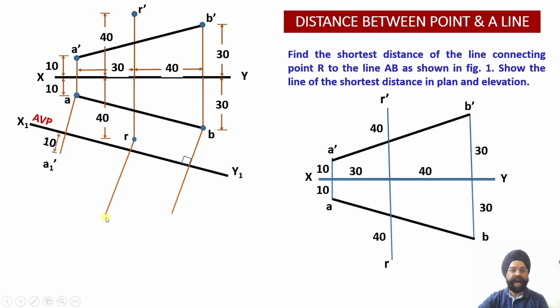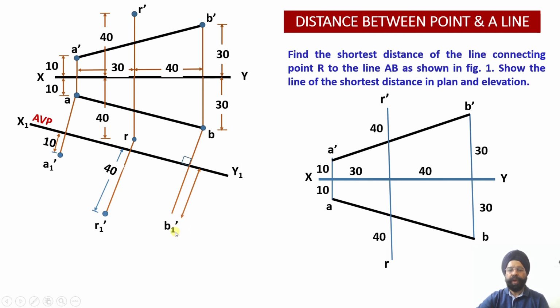Similarly for point R, this is the locus line for point R. The distance of point R dash above the horizontal plane is provided to us as 40 millimeter. So this distance we are going to transfer over here on the projection line corresponding to the locus of point R. Similarly for the point B, the distance of B dash is 30 millimeter above the XY line.